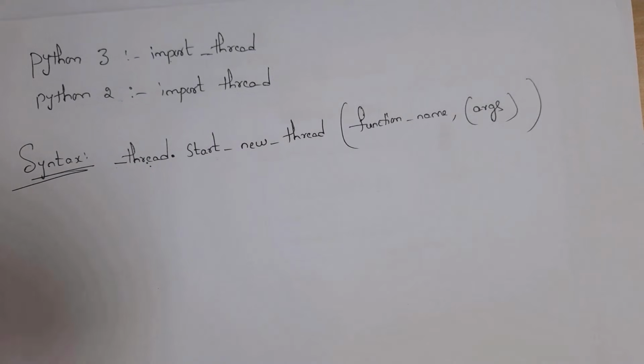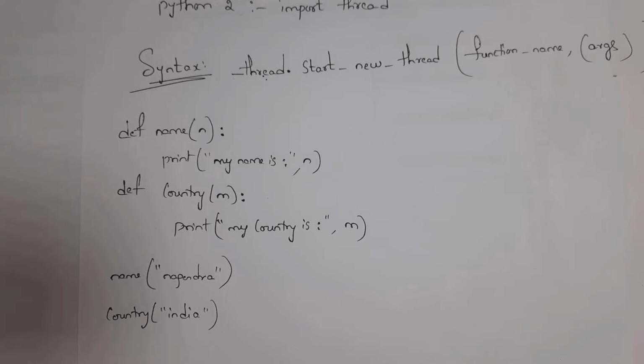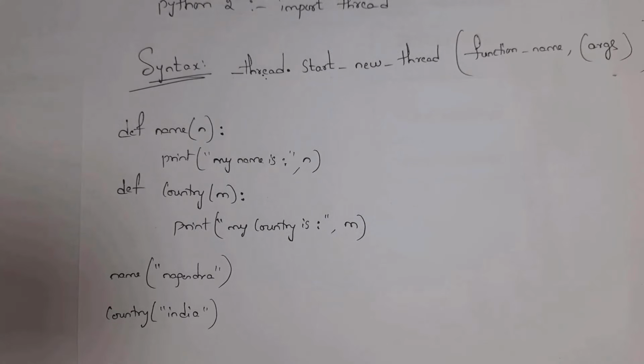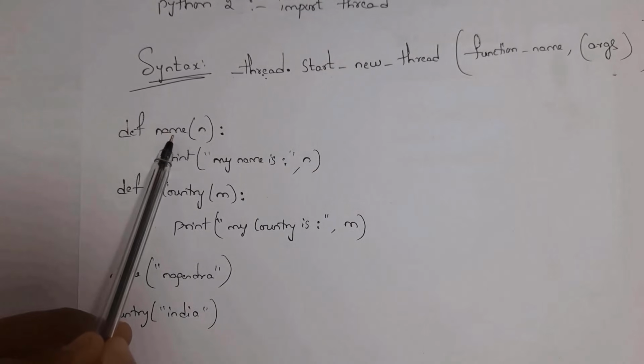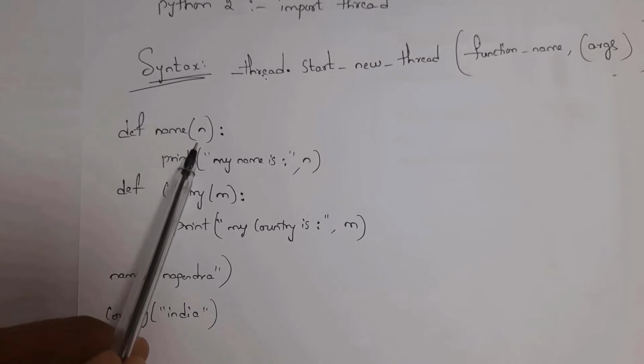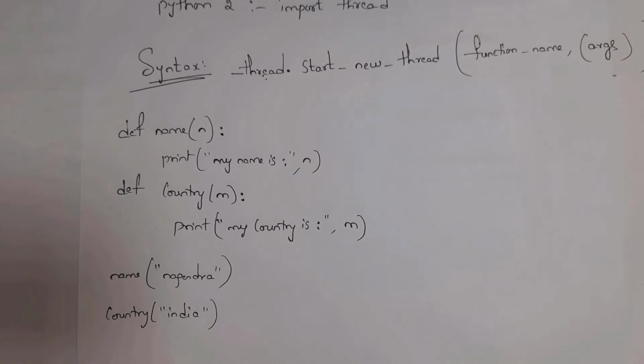I'll give one example so that you can clearly understand what is use of this _thread module. Normally we will execute program like this. I want to execute two functions. One function name is name and another function name is country. As we know, we will create function by using keyword that is def. So at first I written def and I written here name which is function name. Inside brackets I written n where n is parameter.